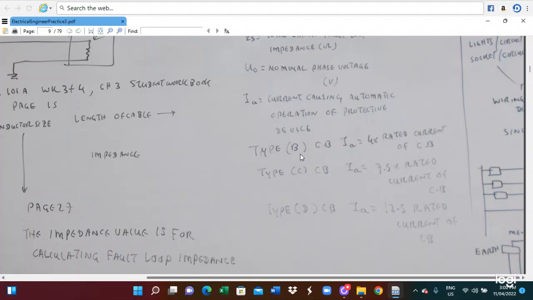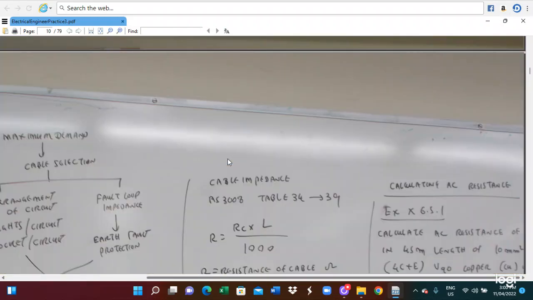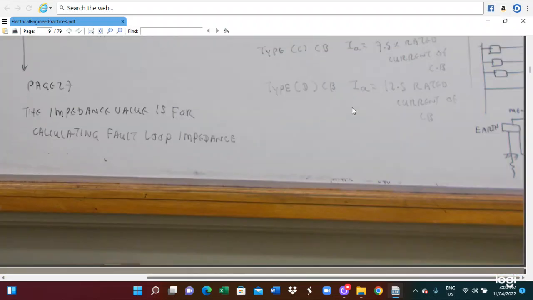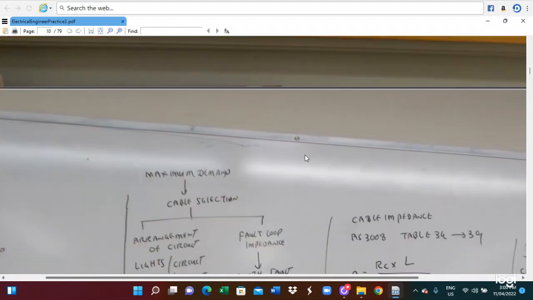Therefore, this IA value can be determined depending on the type of the circuit breaker. For a Type B circuit breaker, IA is 4 times the rated current of the circuit breaker. For Type C, IA is equal to 7.5 times the rated current. For Type D, IA is equal to 12.5 times the rated current. So this is how we calculate IA. If you know IA, you can calculate the fault loop impedance.